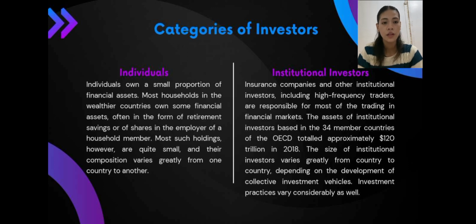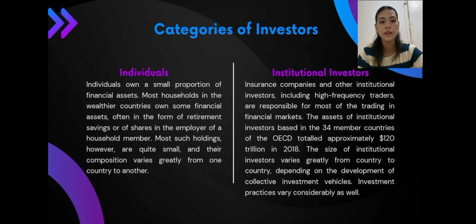Institutional investors. Insurance companies and other institutional investors, including high-frequency traders, are responsible for most of the trading in financial markets. The assets of institutional investors based in 34 member countries of the OECD totaled approximately $120 trillion in 2018. The size of institutional investors varies greatly from country to country, depending on the development of collective investment vehicles. Investment practices vary considerably as well.